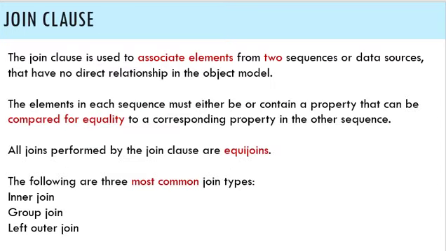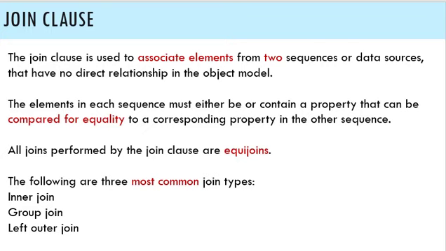The join clause. The join clause is used to associate elements from two sequences or data sources that have no direct relationship in the object model. The elements in each sequence must either be or contain a property that can be compared to a corresponding property in the other sequence. The join clause compares the specified keys for equality by using the special equals keyword.